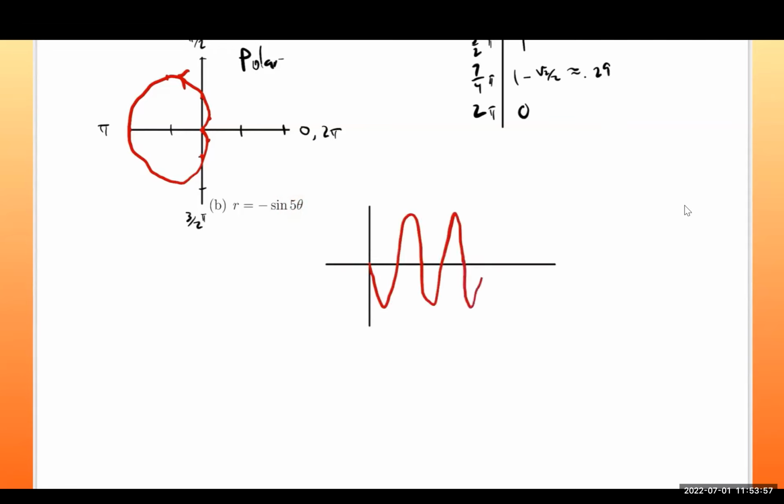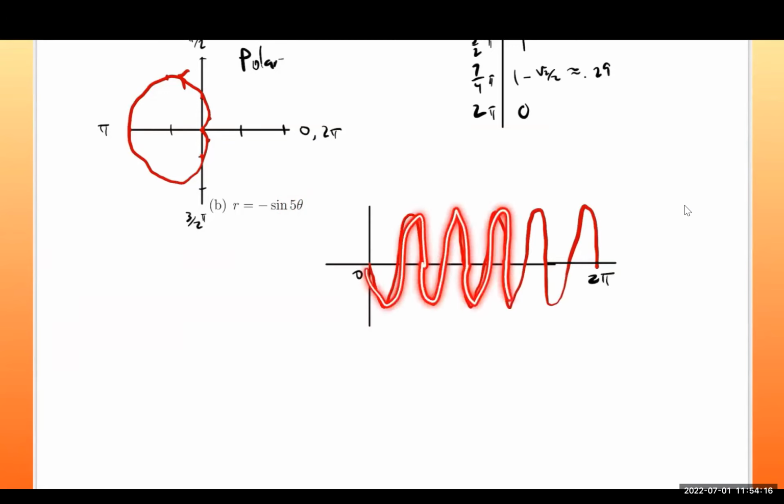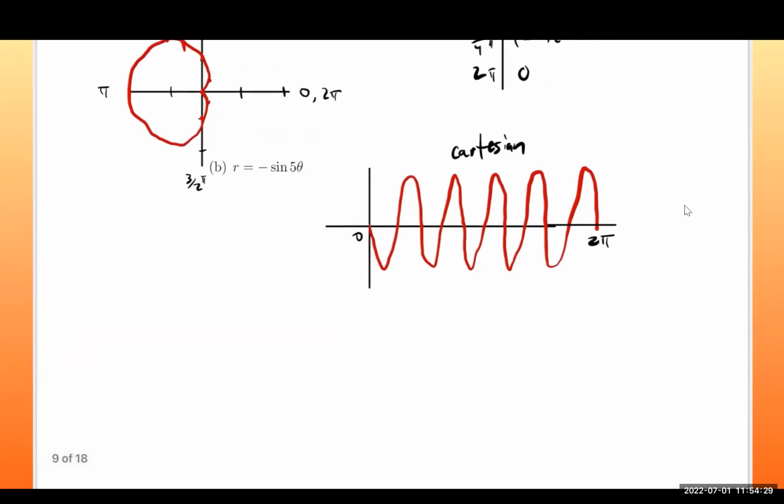Go down. There's 1, 2, 3, 4, 5. So that's 5 complete periods from 0 to 2 pi. So once again, it's 1, 2, 3, 4, 5, and that's because of the 5. So that would be your Cartesian graph, or the graph in Cartesian coordinates.